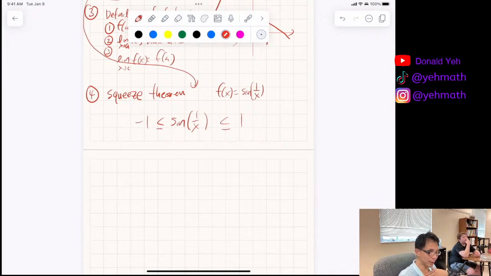Now, this is the question. On your test, you're going to see this question. It's sine of 1 over x, but there is an x in the front. So this is a brand new idea. There's an x right in the front here. And you're like, wait, there's an x in the front.